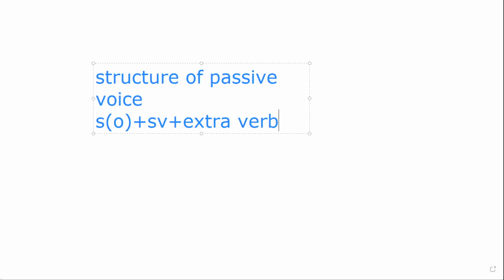Extra verb लगेगा सिर्फ आपका continuous tense में और perfect tense में. There are only two tenses in which you have to put the extra verb. If there is a continuous tense, what extra verb do you have to use? Being. If there is a perfect tense, what extra verb do you have to use? Been.